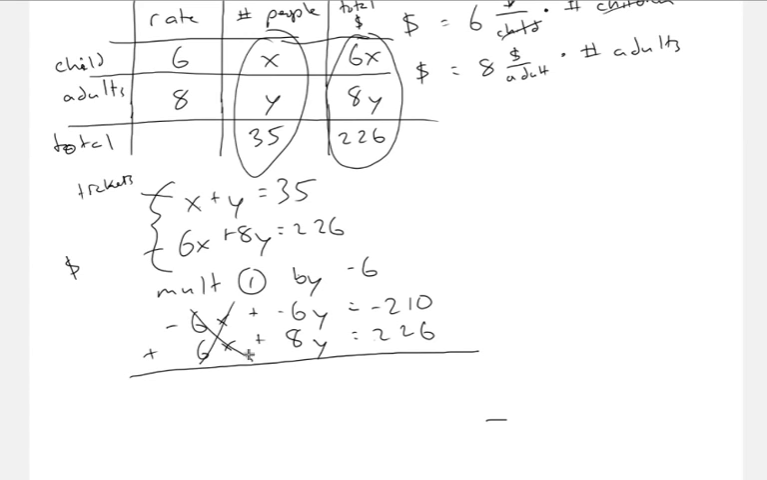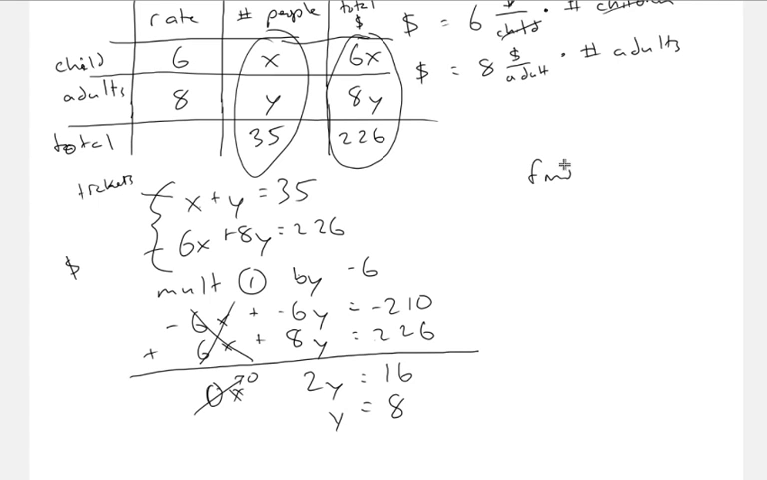So adding these, the reason I'm doing it is because we get cancellation here. 0x, which is 0, that part goes away. I get 2y, the negative 6y plus the 8y gives me 2y there. And over here, when I do that addition, I get 16. So 2y equals 16, or y equals 8, when I divide both sides by 2. So y equals 8.